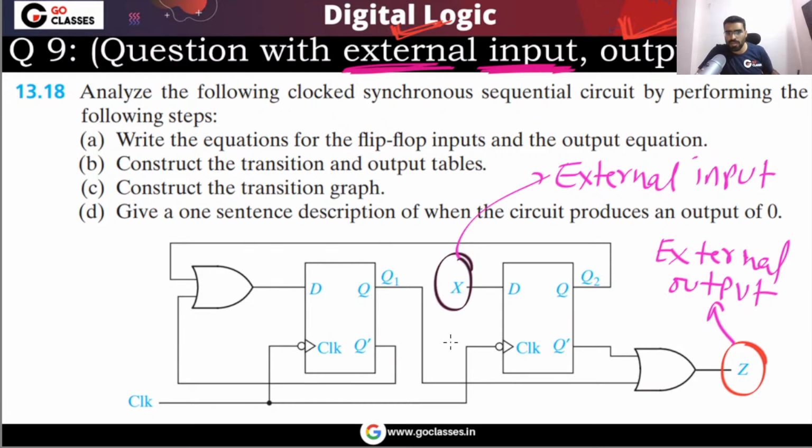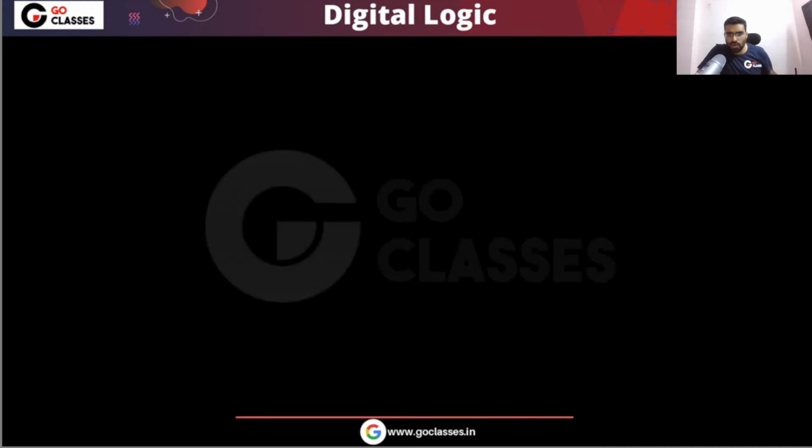This is the external output. So tell me, will the analysis change? No, the analysis will be the same. It is just that you have to take care of this input X also, and you have to find this output also. Remember, the analysis will not change. The same analysis you will do.